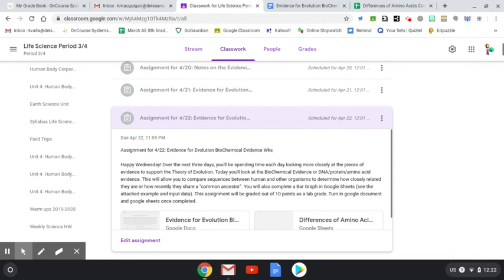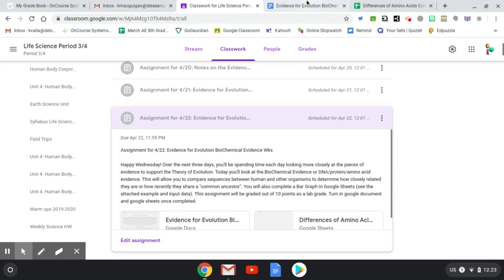Today, you'll look at the biochemical evidence, or DNA, protein, amino acid evidence, which basically just means how similar are the DNA sequences of humans to other organisms. This will allow us to compare the sequences between humans and other organisms to determine how closely related they are, or how recently they share a quote unquote common ancestor. You'll hear that lingo a lot over the next couple days. You will also complete a bar graph in Google Sheets, and I'll go through how to create that bar graph. And then you'll turn in both the doc and the graph as a lab grade.